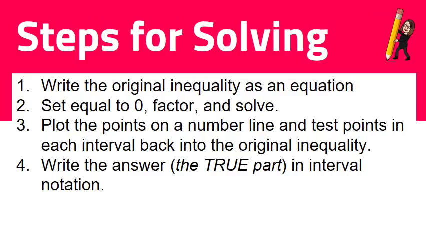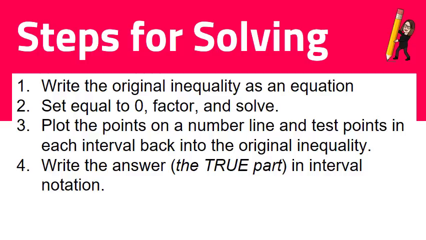Let's go through the steps for solving. You have a spot for this on your foldable. Step one is always going to be to write the original inequality as an equation. Okay, so for the time being, we write it as an equation, make the math part, the calculating, a little bit easier. Step two is to set equal to 0. So we're going to have a quadratic equal to 0, which means in order to solve, we're going to probably have to factor, break it down, solve for x.